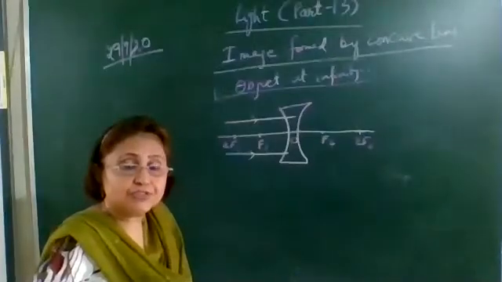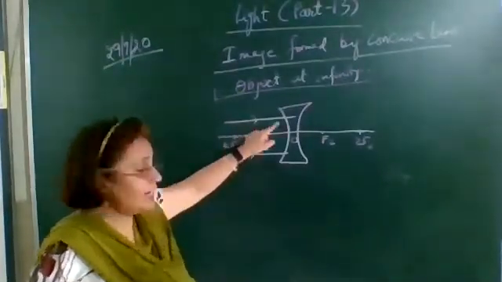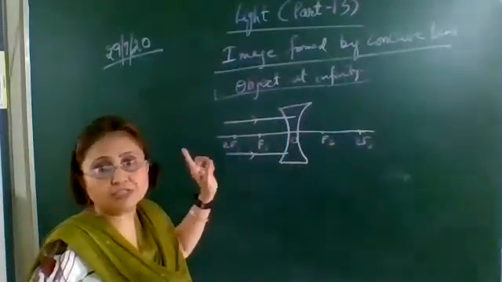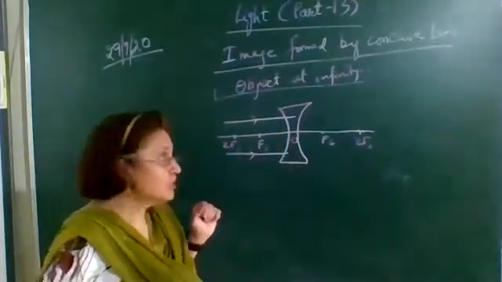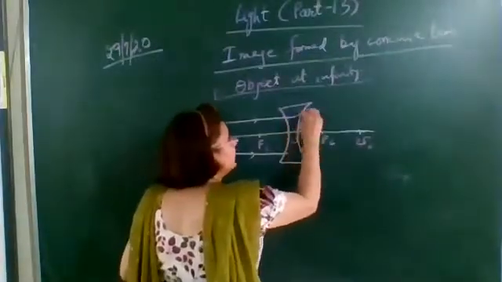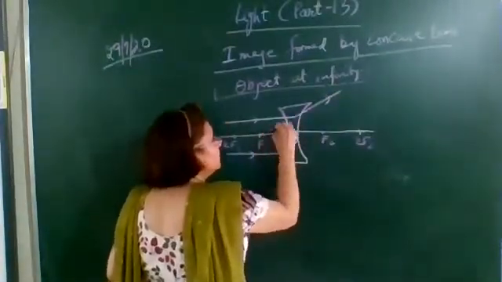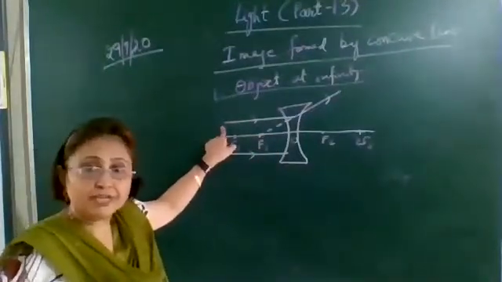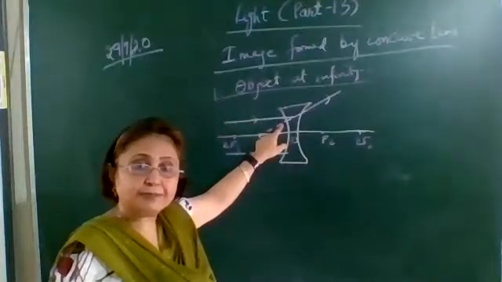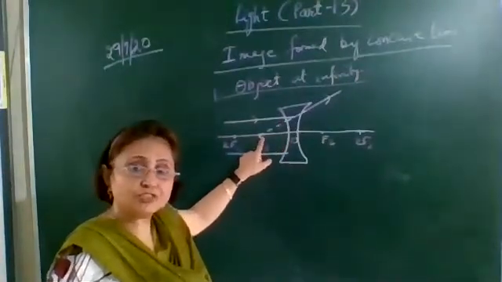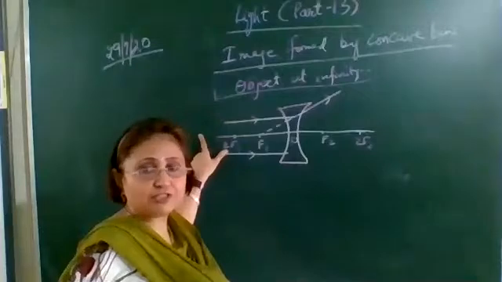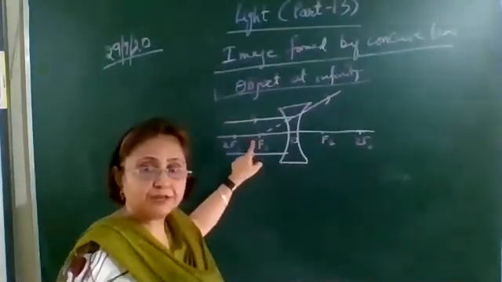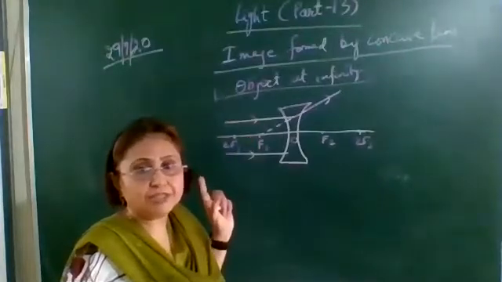Now according to the rules which we have studied, any ray of light which is parallel to the principal axis appears to pass through the focus on the same side in case of a concave lens. So this ray of light diverges and appears to pass through the focus on the same side. Remember that rule. Same side means where we have placed the object. The object is on the left side, so which focus will it appear to pass through? The focus on the same side where the object is.